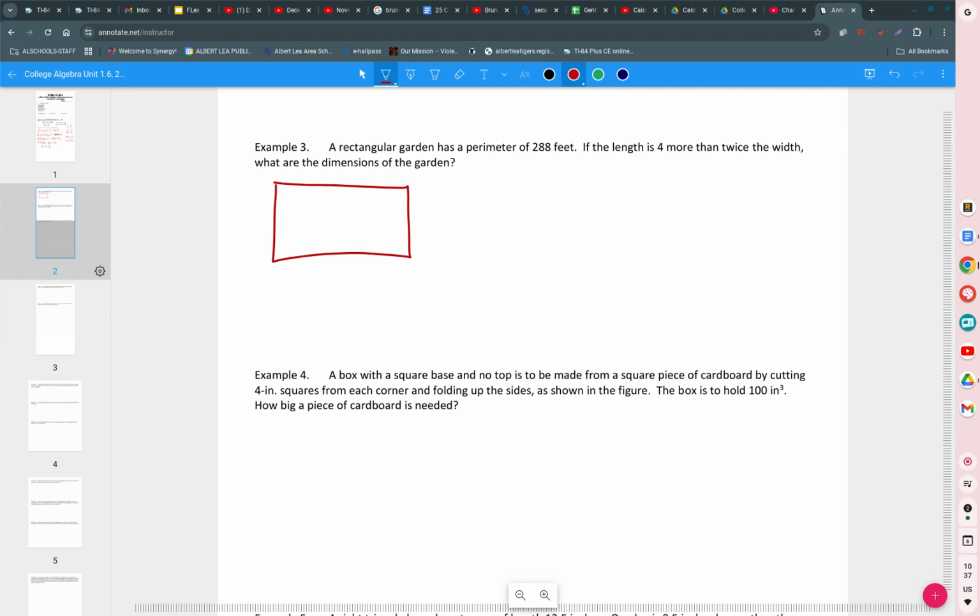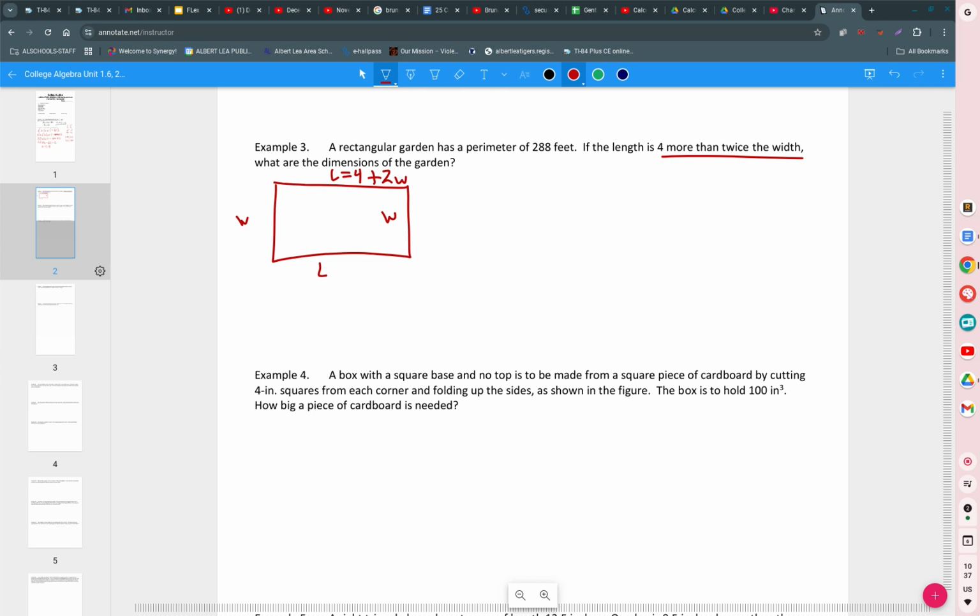It's talking about width and length, so maybe I could draw width and length, right? And then we're given this key piece of information, and it says that the length is, in fact, 4 more than twice the width. So this is going to be expressed in a mathematical representation. Length is 4 more than twice the width.